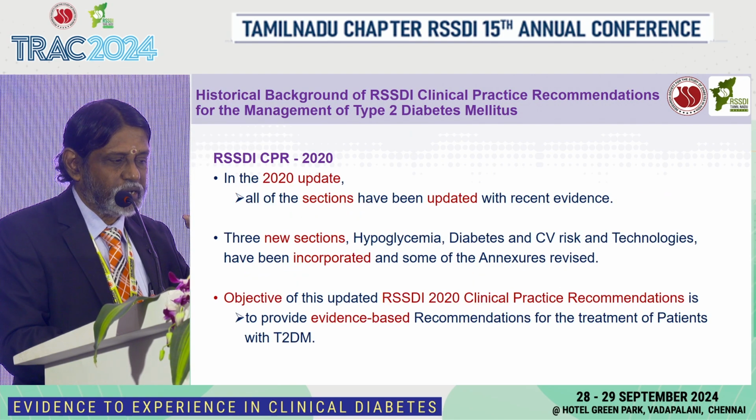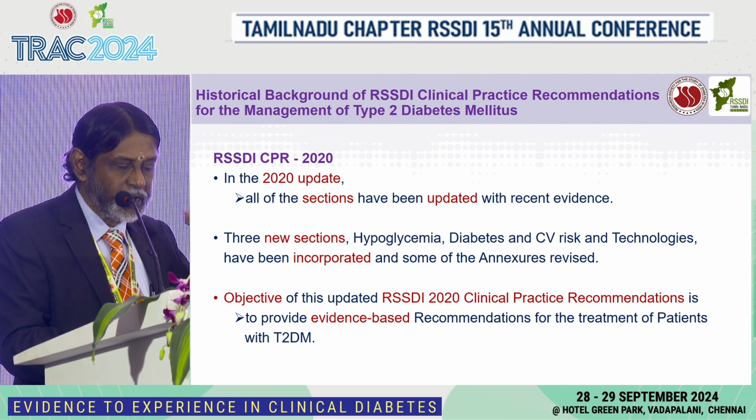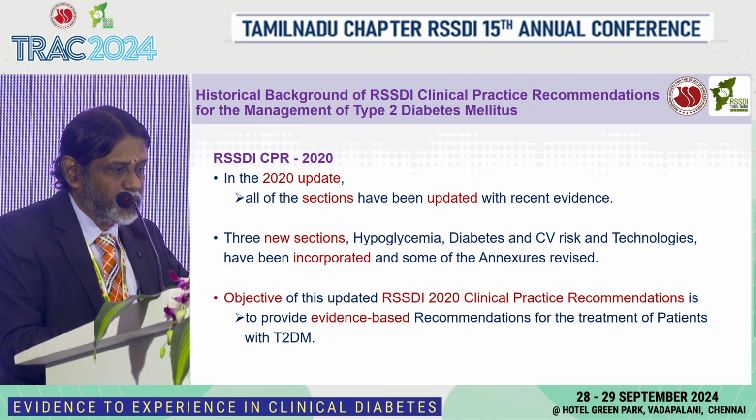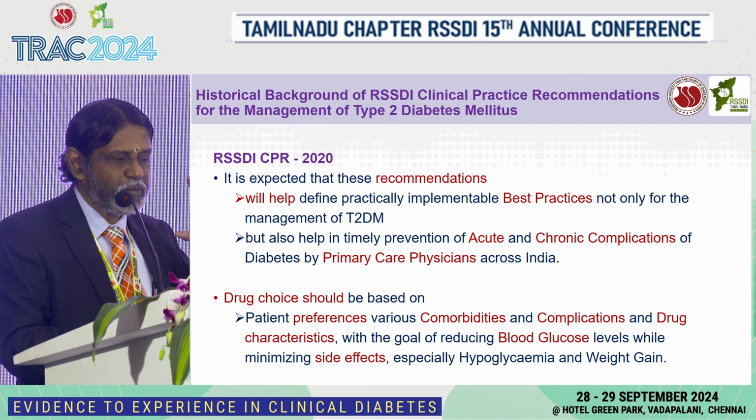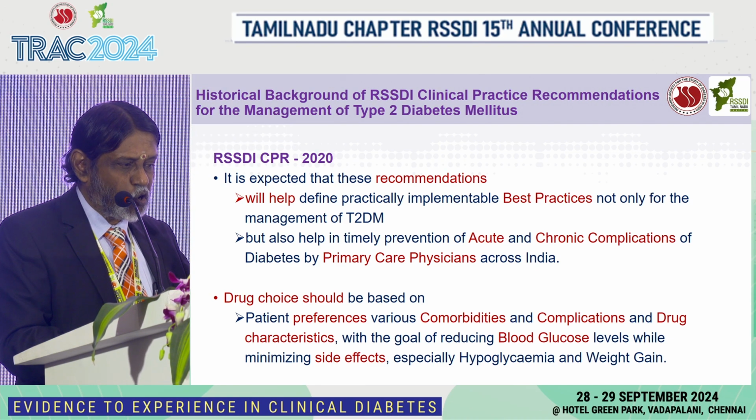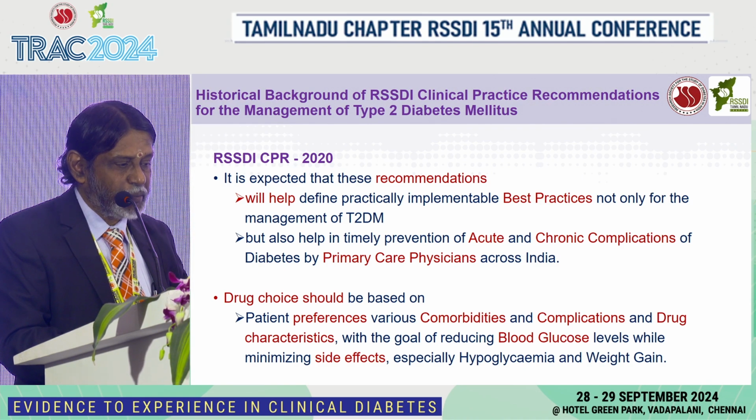Then the 2020 clinical practice guidelines. All of the sections have been updated with recent evidence. Three new sections, hypoglycemia, diabetes and CV risk, and technologies, have been incorporated. The objective is to provide evidence-based recommendations for the treatment of patients with type 2 diabetes. It is expected that these recommendations will help define practically implementable best practices, not only for the management of type 2 diabetes, but also for timely prevention of acute and chronic complications of diabetes by primary care physicians.